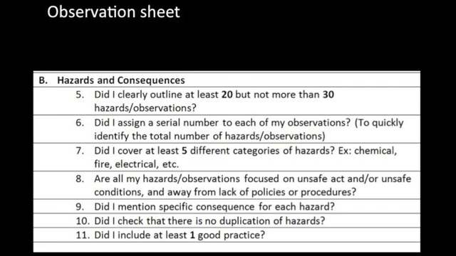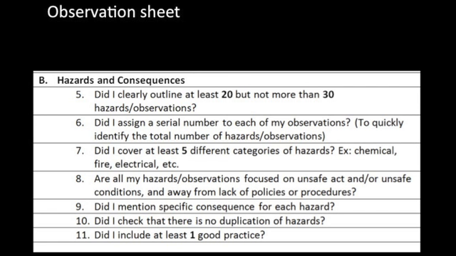Next, did I check that there is no duplication of hazards? So for example, if you mentioned slippery floors once, that's enough. Do not go again, because it's another area, and talk again about slippery surfaces. You've done it once, check something else. Did I include at least 1 or 2 good practices in my observation sheet? This is also an important question.